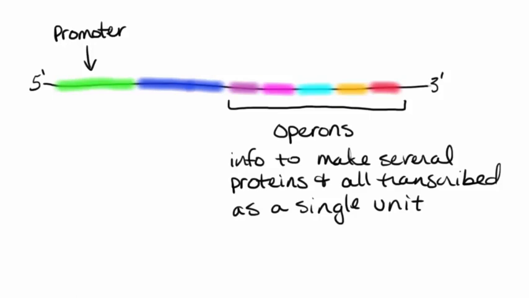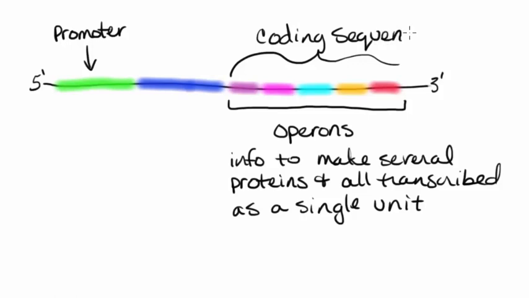So this operon area that we look at right here, this all would be called the coding sequence, or what we tend to abbreviate as the CDS. Okay, so that's something that actually is unique to prokaryotic cells, the fact that we're going to transcribe all of these as one piece of RNA, even though ultimately each one of these is meant to code for a different protein.